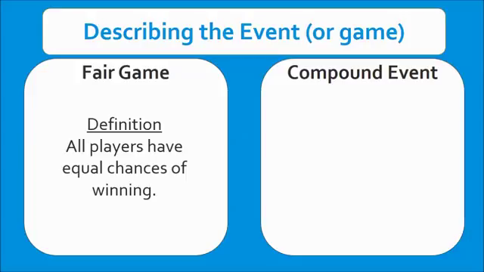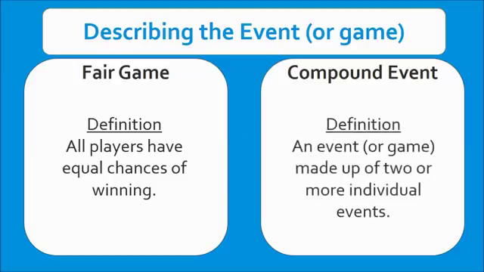Now, some of the games that Calvin did turned out to be compound events, in which an event or a game is made up of 2 or more individual events. So, for example, when Calvin spun the spinner twice, that's a compound event because he had 2 events of spinning the spinner. If we roll a number cube twice, we have 2 events, the first time we roll it and the second time we roll it. So overall we call it a compound event. And we use the fundamental counting principle and tree diagrams to find the total number of outcomes and the possible outcomes in the sample space for compound events.